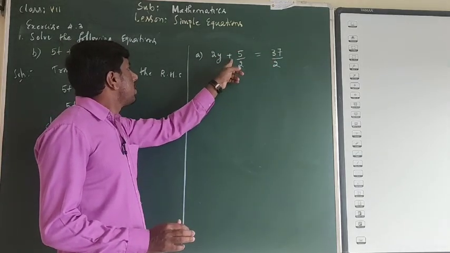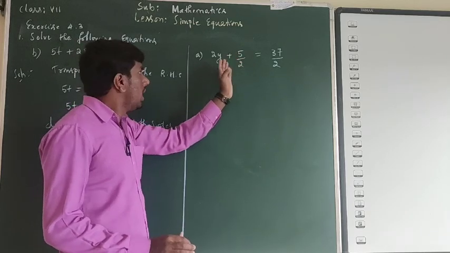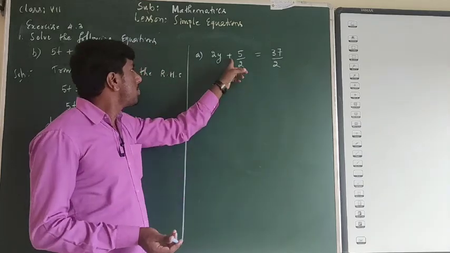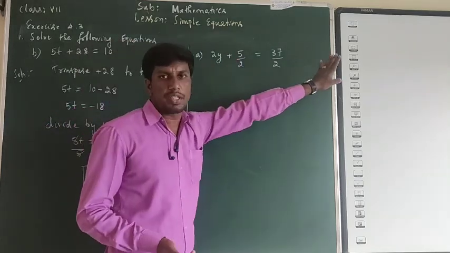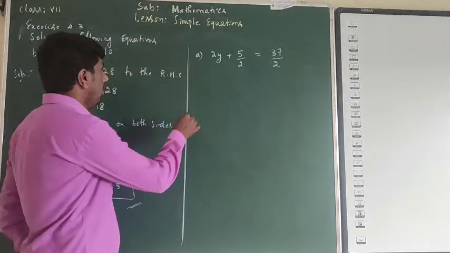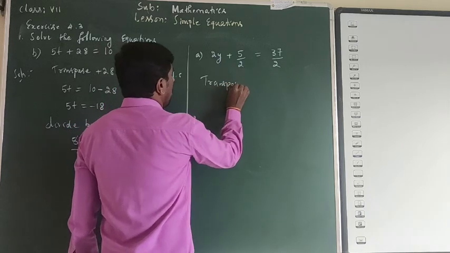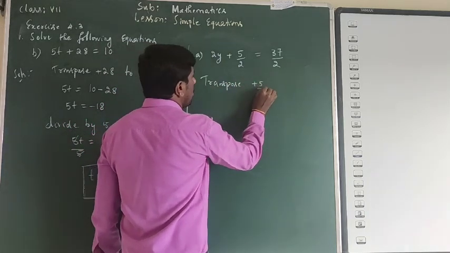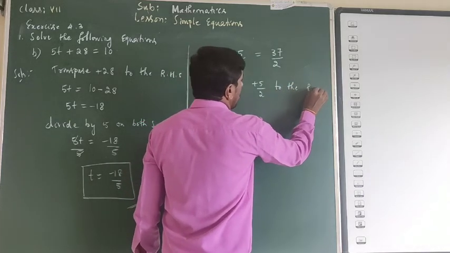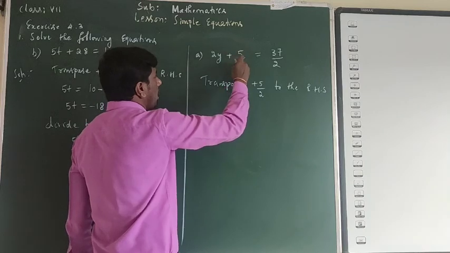With the 2y, 5 by 2 is added. I will transpose 5 by 2 to the other side. What will happen? Here this plus sign, if I transpose 5 by 2 to the other side, it will become minus 5 by 2. That's it, right? We'll transpose plus 5 by 2 to the RHS. Clear?